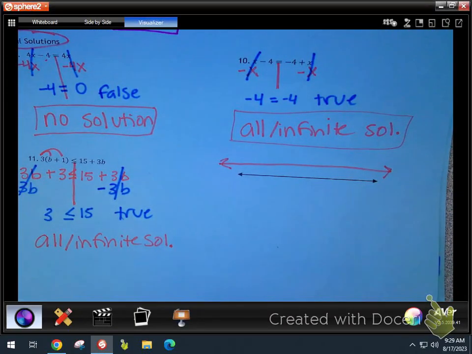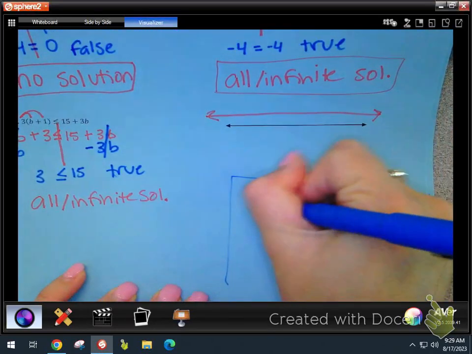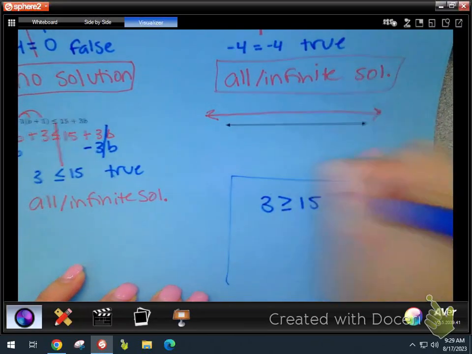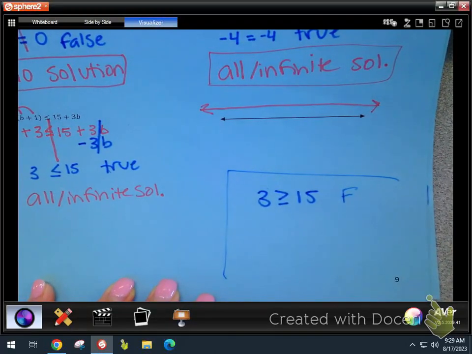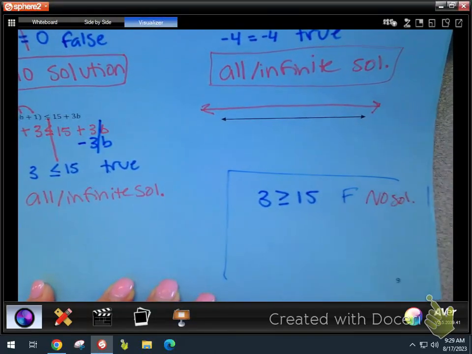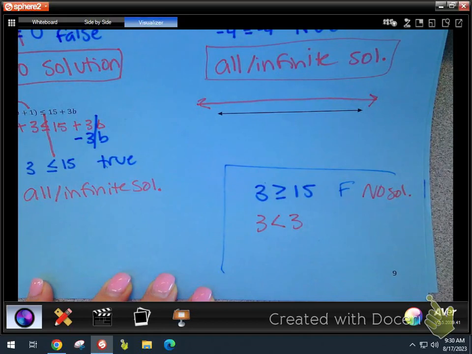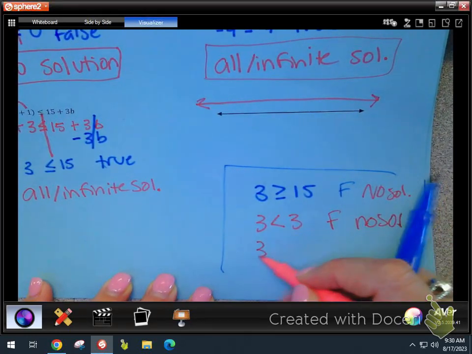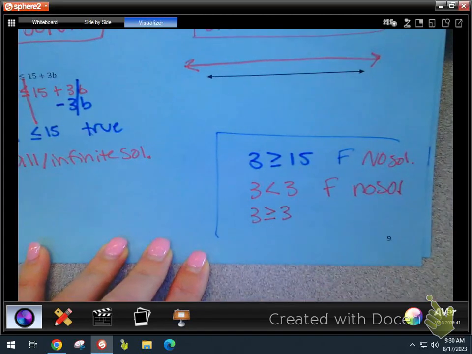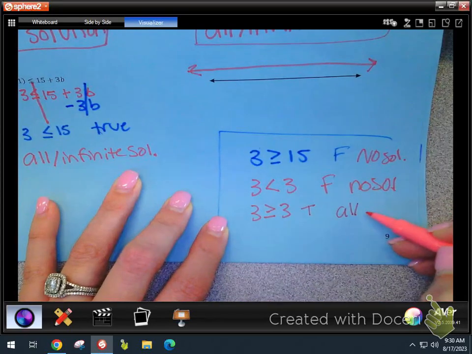What if I got, let's do some little practice right here. Is this a true statement? True or false? That's a 3. I don't know why it's a little curly like that. That's false. So your answer would be no solution. What about this? True. Why is that false? Because of no equal to. So your answer would be, what about this? Yes. True. So what would it be? True. All are infinite solutions.